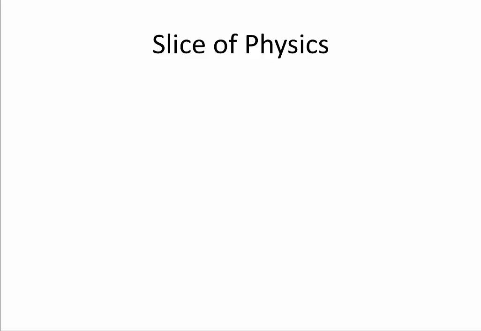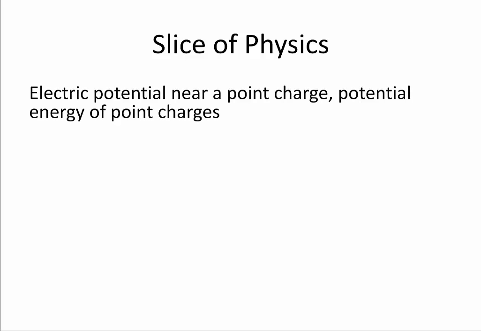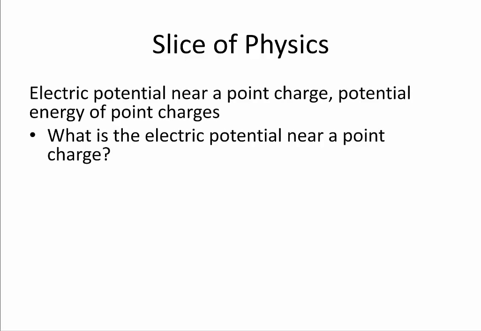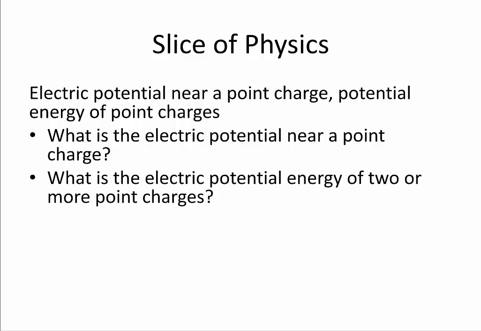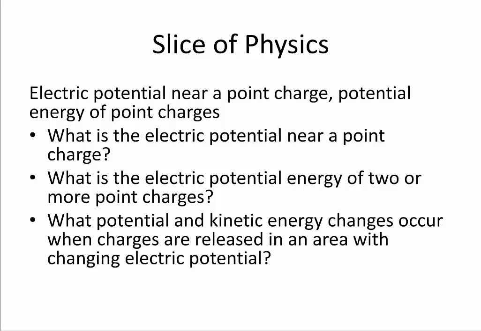Hello and welcome back. In the previous slice of physics, we covered a lot of concepts around electric potential and potential energy, and in this video, we're going to reinforce those concepts with a numeric example. We will first look at what the electric potential is near a point charge, then we will see what the potential energy of two or more charges is, and finally, we will take a look at the potential and kinetic energy changes that occur as free charges move in an area where the electric potential is changing. And in tackling this example, we'll introduce you to the concept of an electron volt.